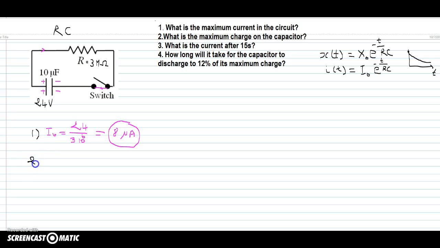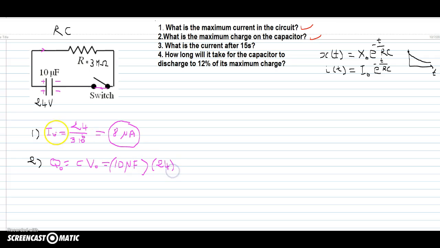Alright, number two, so we answer this one. Number 2, what is the maximum charge? Well, the maximum charge Q0, because the capacitor is charged earlier, equals C times V max, where V max is 24, the V0. That is 10 microfarad times the V0 24.